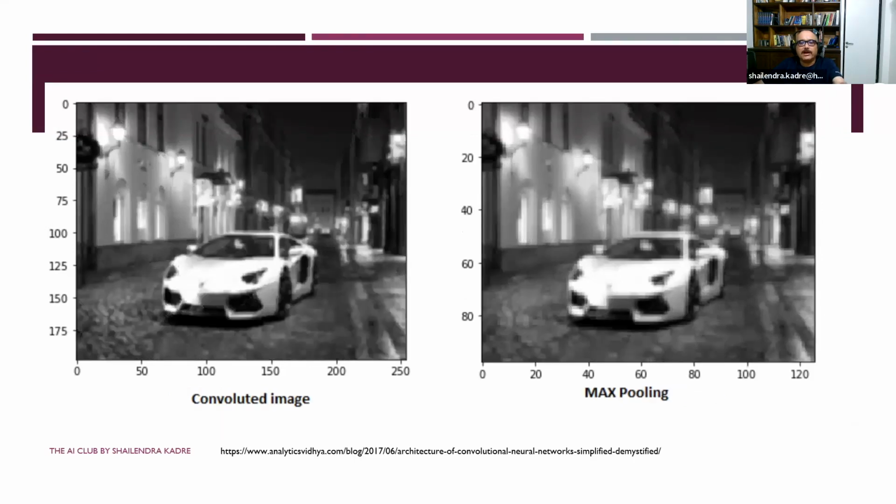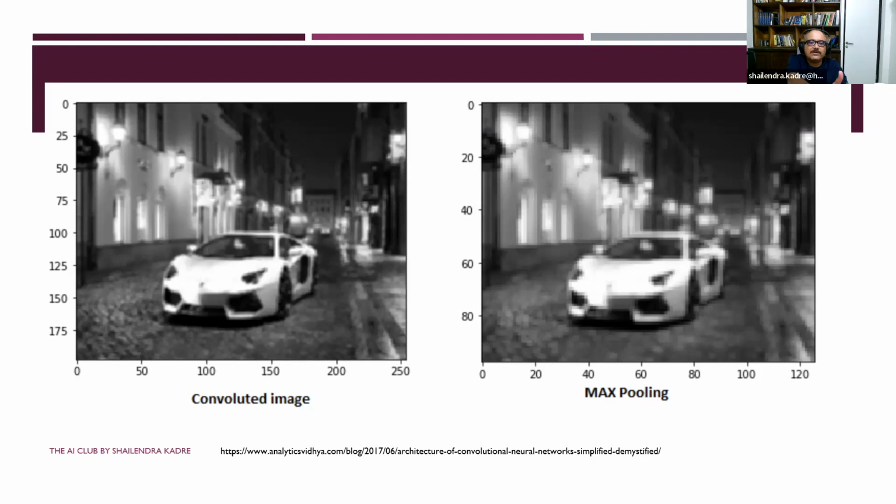So after the convolution image, if you do max pooling, see, very nice example. Left hand side is the convolution image and right hand side is the max pooling. Further reduction in details, but still you can recognize the car. CNN also can recognize the car.